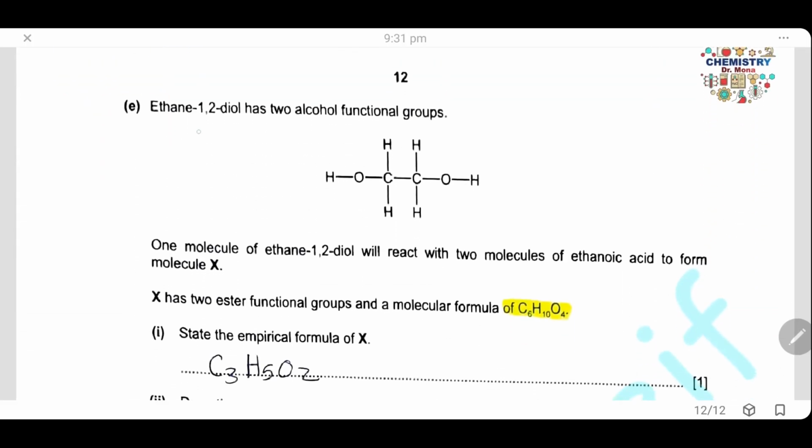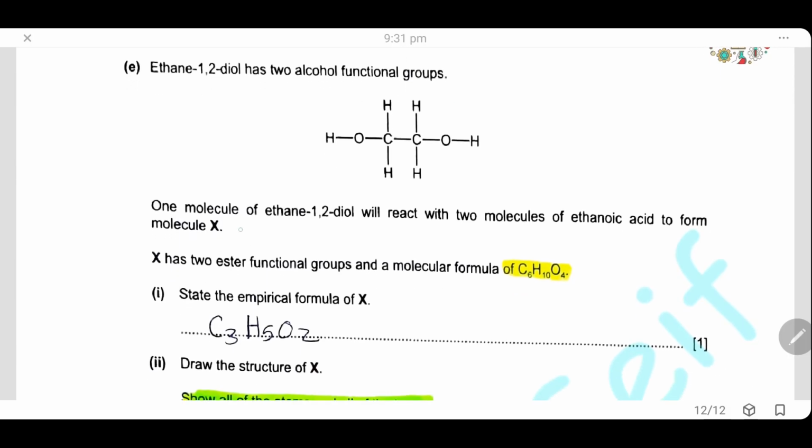Question E. Ethane-1,2-diol has 2 alcohol functional groups. 1 molecule of ethane-1,2-diol will react with 2 molecules of ethanoic acid to form molecule X. Ethane-1,2-diol is an alcohol. It will react with ethanoic acid to form X. So X is an ester, because an ester forms when an acid reacts with an alcohol. He gave me here the molecular formula of this ester. It will be C6H10O4.